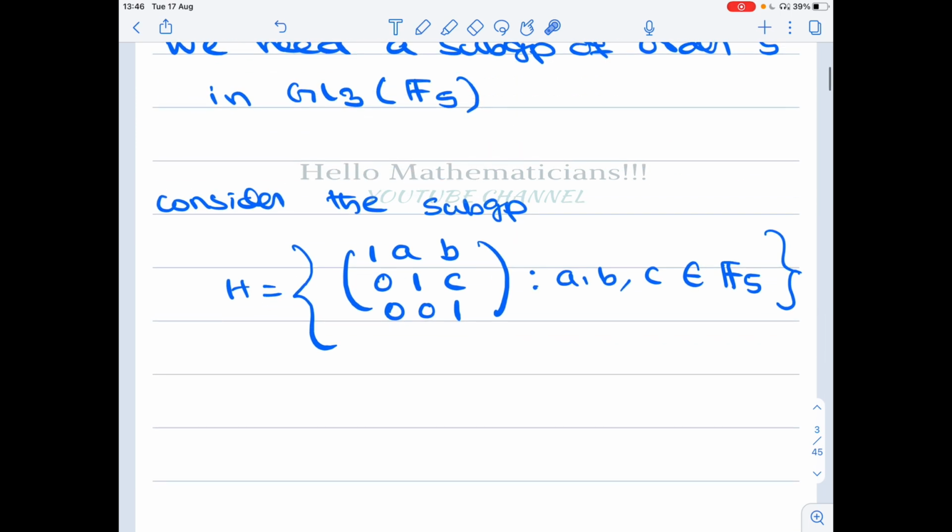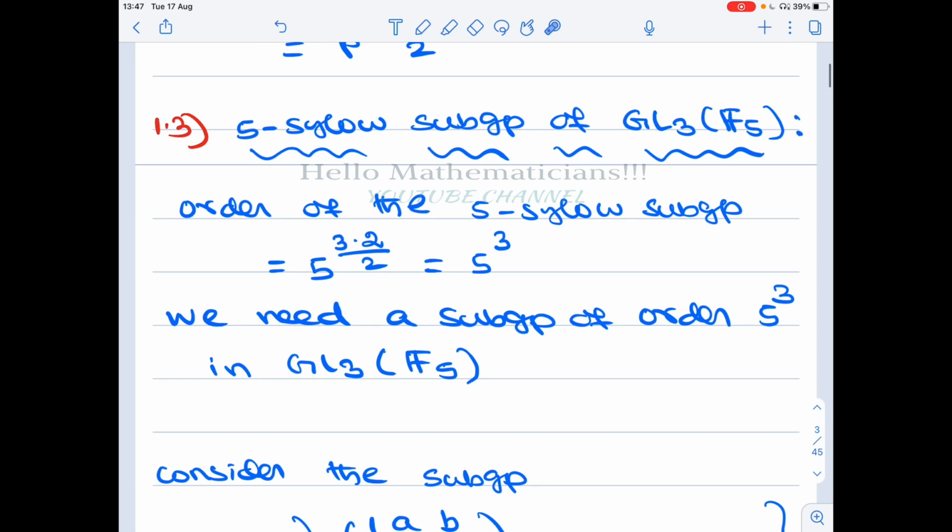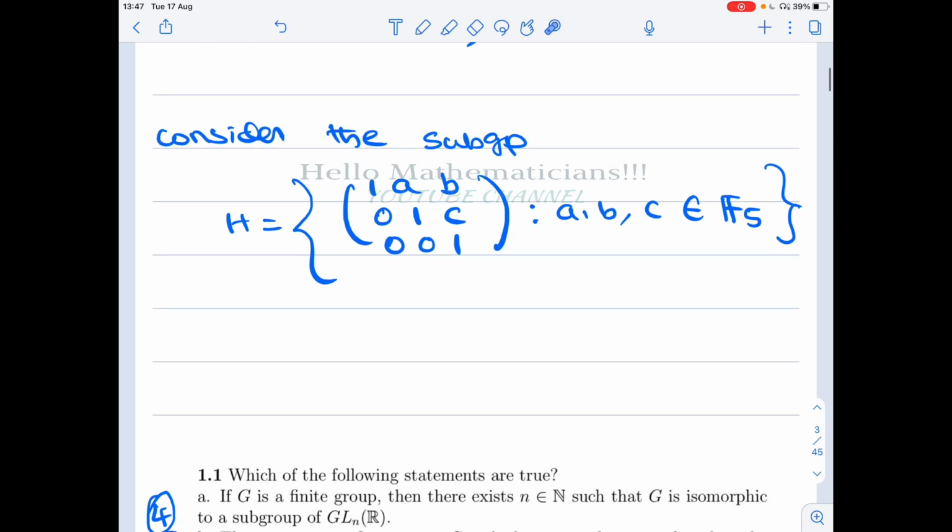Now it is easy to construct. This is called the Heisenberg subgroup. This group has order 5 cube. There are 3 variables, each varying over F_5, so 5 into 5 into 5, you get 5 cube elements in this group. This is a Sylow subgroup. Now note that this is a non-abelian group. Any group of prime square order is abelian, but any group of prime cube order need not be abelian.